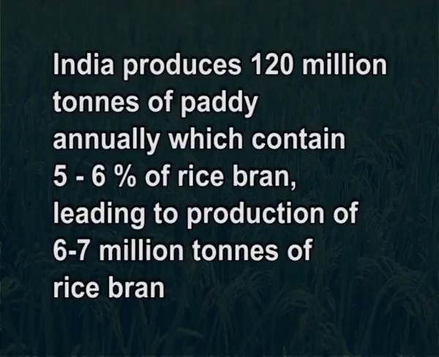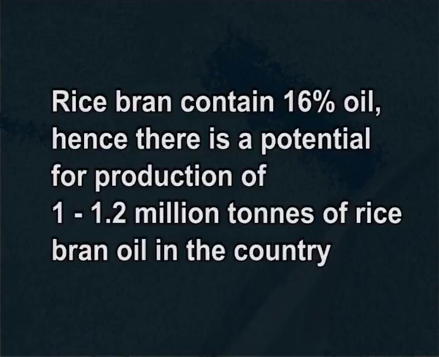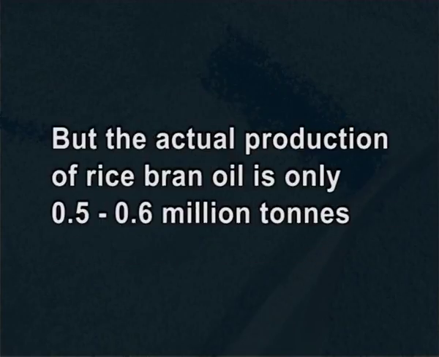India produces 120 million tons of paddy annually, which contains 5 to 6% of rice bran, leading to production of about 6 to 7 million tons of rice bran. Rice bran contains 16% oil, hence there is a potential for production of 1 to 1.2 million tons of rice bran oil in the country. But the actual production of rice bran oil is only 0.5 to 0.6 million tons.